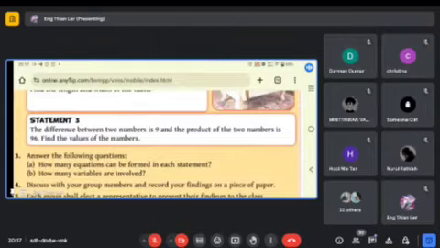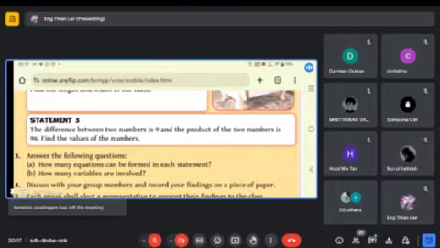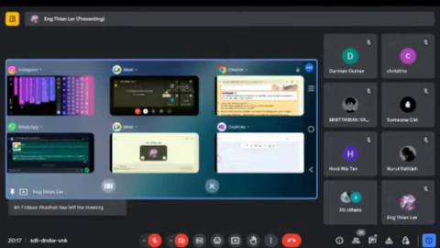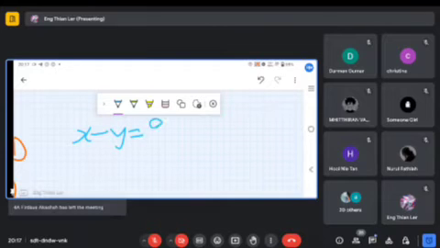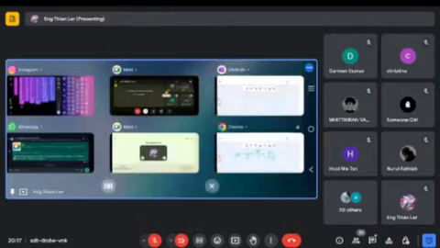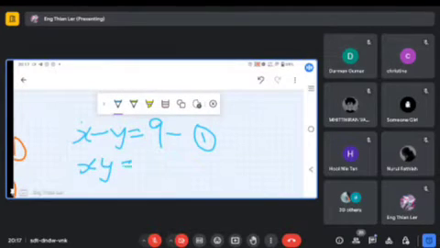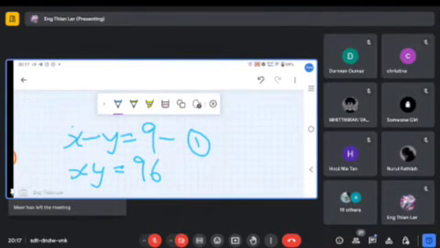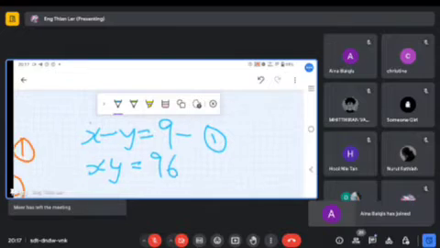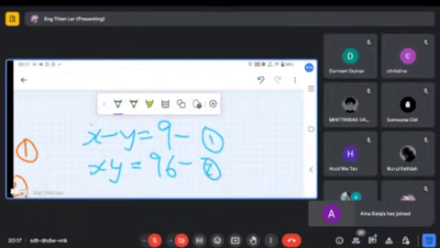Alright, so the difference between two numbers is 9. This means that when a number minus another number, we will get 9. So x minus y equal to 9. This is our first equation. And the second equation, the product of two numbers is 96. This means that when we multiply two numbers together, we will get 96. So xy equal to 96, because x times y, and x and y are the numbers we are supposed to find.